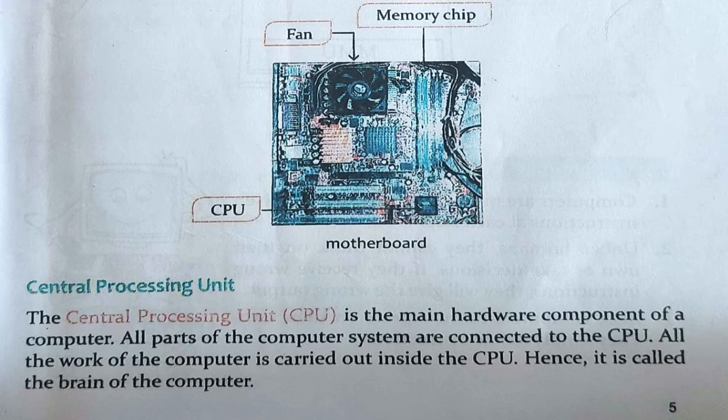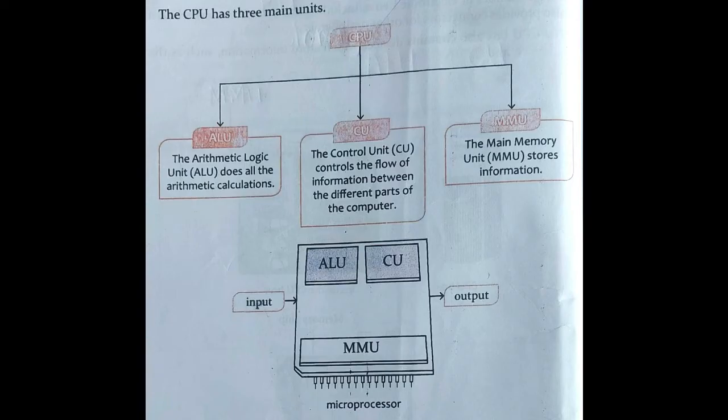Central Processing Unit, or CPU. The Central Processing Unit or CPU is the main hardware component of a computer. All parts of the computer system are connected to the CPU. All the work of the computer is carried out inside the CPU. Hence, it is called the brain of the computer. The CPU has three main units. 1. ALU or the arithmetic logic unit. It does all the arithmetic calculations. It means all mathematical calculation.